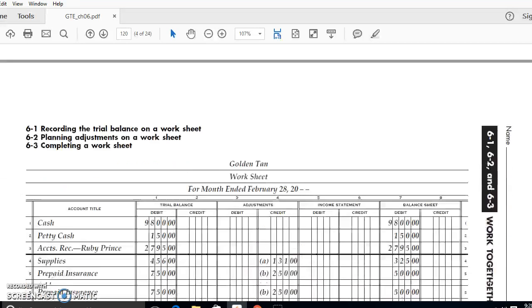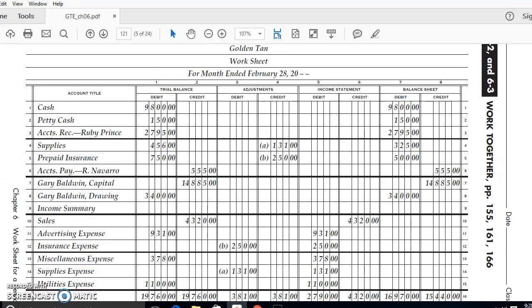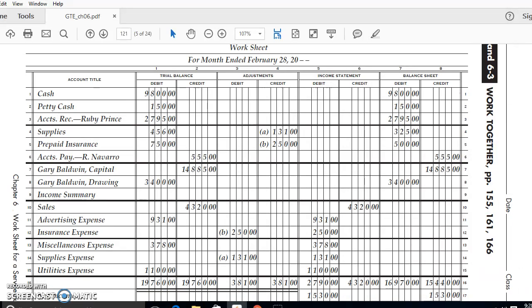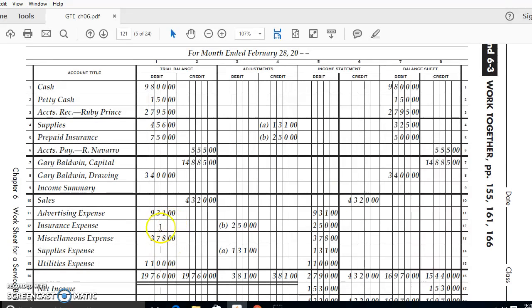Last week, we did a trial balance for Golden Tan. And the trial balance, once again, comes from the general ledger account balances. So we would go through the general ledger and we would see what the account balances are for each of the accounts, and we would list them. Because we have a trial balance here, you would want to make sure that your debit balance equals your credit balance for all of the accounts that you have for your business.